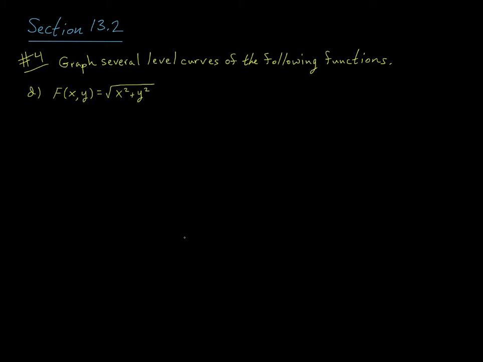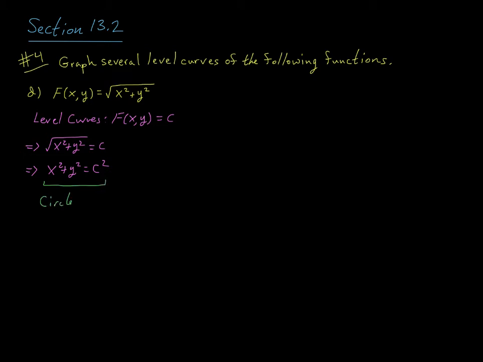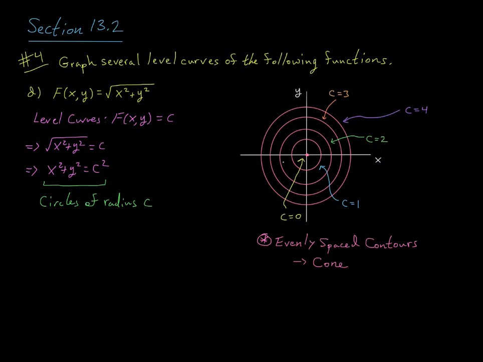For here, we have the root of x squared plus y squared. So for our level curves, we set f of x, y equal to a constant. Now we get the root of x squared plus y squared is c, and squaring both sides, we get x squared plus y squared is equal to c squared. And these, of course, are just circles of radius c. So if I look at those, I'm going to get a picture like this.